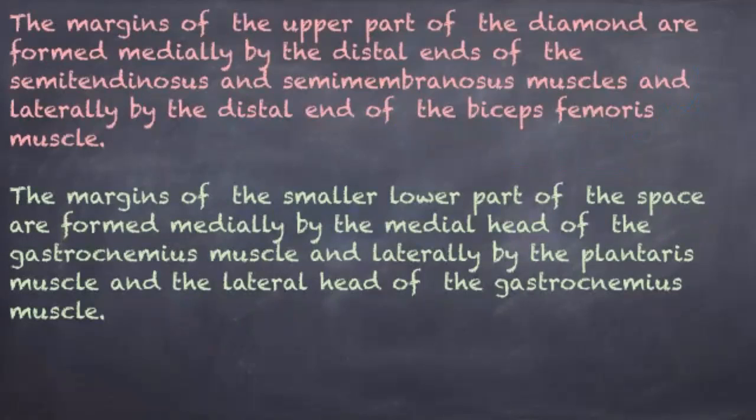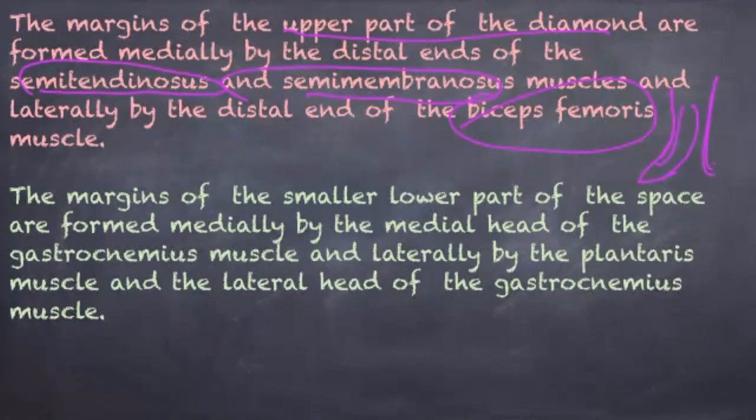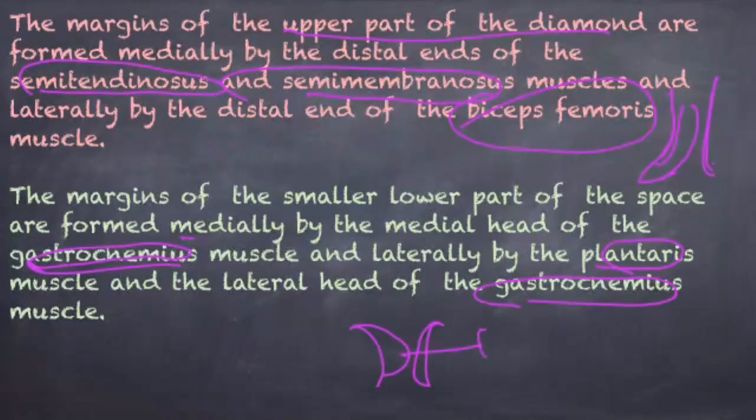The margins of the upper part of the diamond are formed medially by the distal ends of the semitendinosus and semimembranosus muscles and laterally by the distal end of the biceps femoris. That means semitendinosus, semimembranosus and biceps femoris, the upper part, back of the thigh muscles, right? The margins of the smaller lower part of the space are formed medially by the medial head of the gastrocnemius and laterally by the plantaris and the lateral head of the gastrocnemius. So medial head and lateral head of the gastrocnemius, and again the plantaris muscle also.